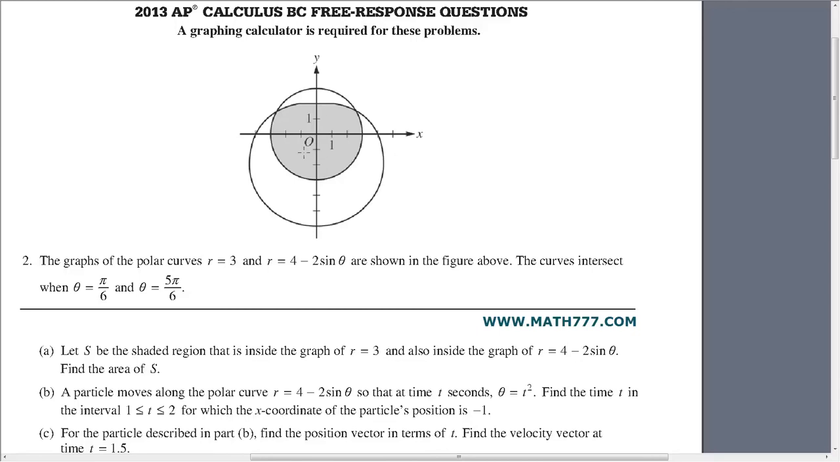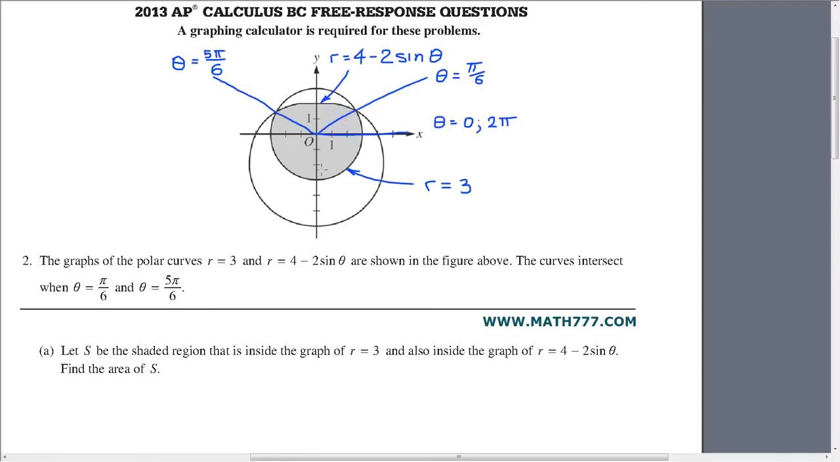And what we are given here is two curves in a polar system. One is r equals 3, it's this circle. And then another one is r equals 4 minus 2 sine theta, which is this other curve here. And we are also told that theta equals pi over 6 and theta equals 5 pi over 6 are 2 points at which they intersect. And so the first question is to find the area, the shaded area.